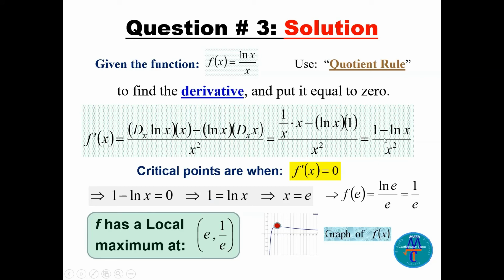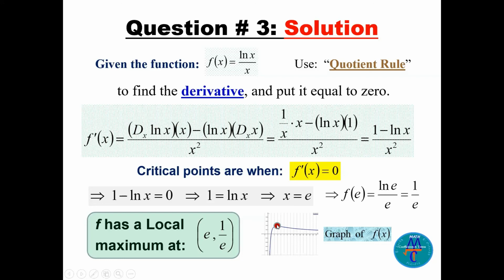So easy. So the critical points are when f prime is equal to 0. Put 1 minus ln x equal to 0. Or you can say also, f prime is undefined, but 0 is not in the domain here because x cannot be 0 in the function ln of x divided by x. So we take only f prime is equal to 0. 1 minus ln of x is equal to 0. 1 equals ln of x. So x will be e because we know ln of e is 1. So this is the x value.